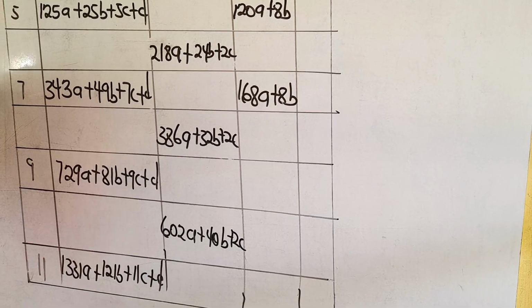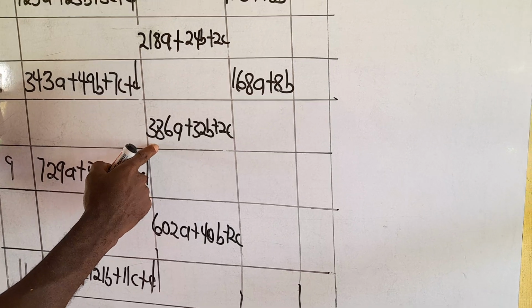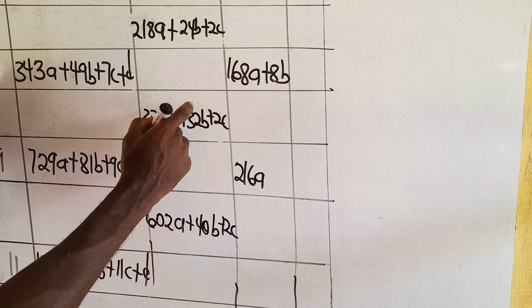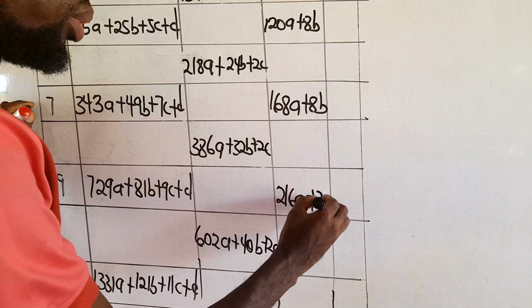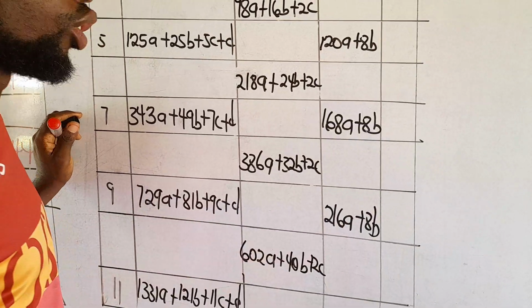Now this from this, 602 minus 386 will give us 216a. Then this from this will be 8b. 2c minus 2c again will be 0. I hope you get that.